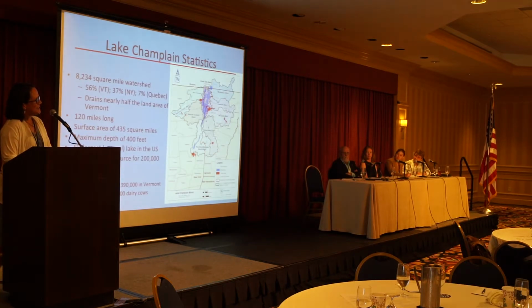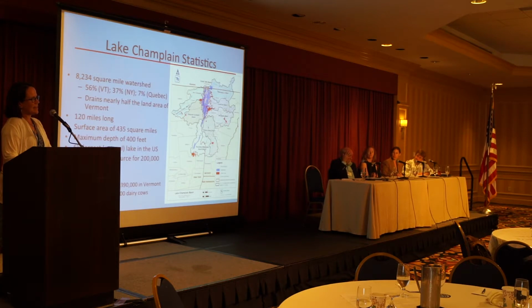So just a few facts and figures for Lake Champlain. Almost half the state of Vermont drains into the lake, and we are the lion's share of the watershed overall. We have almost 60% of the watershed. New York has about a third, and it's largely comprised of the Adirondack Park, and then there's a small portion above that black line that's up in the province of Quebec.